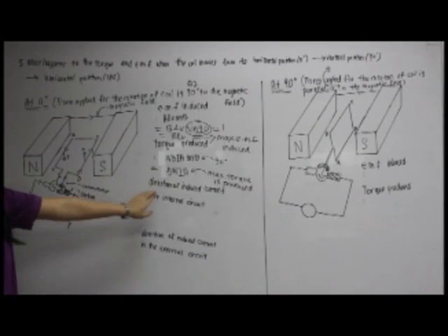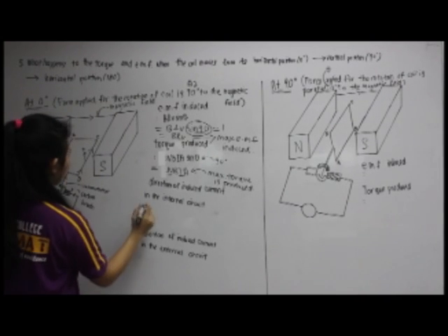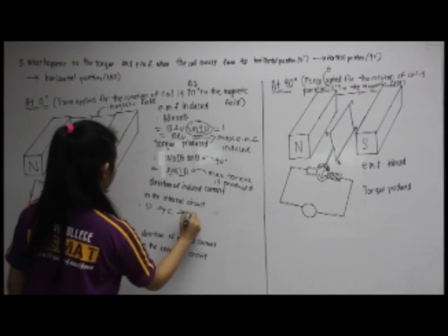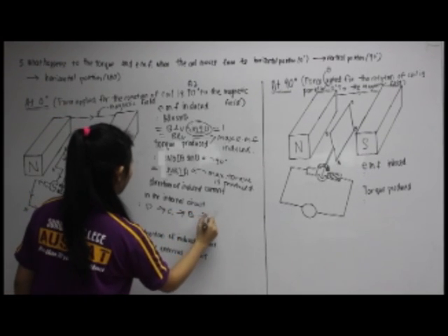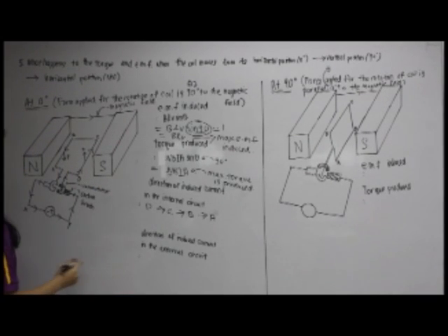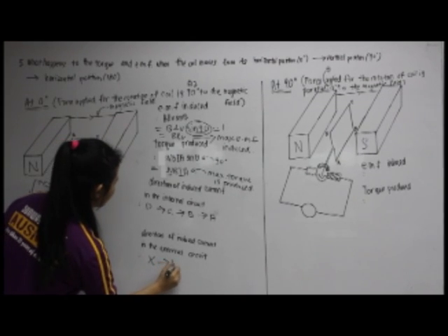So the direction of induced current in the internal circuit is from D to C to B to A. The direction of induced current in the external circuit is from X to Y.